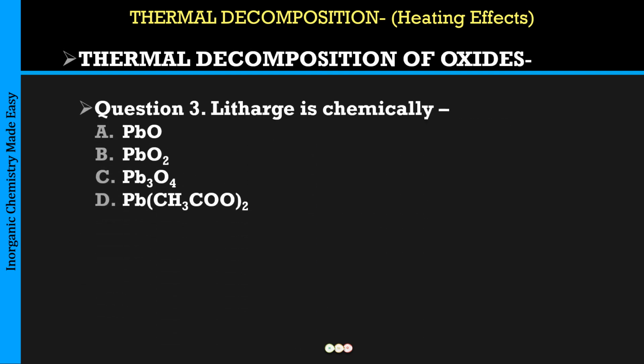The third question is: litharge is chemically PbO, PbO2, Pb3O4 or lead acetate, and the correct option is going to be A choice. It is going to be PbO. PbO2 we do not have a name to remember, and Pb3O4, I've already told you, is red lead, and the other form of PbO that we have is massicot, which is yellow in color. I hope all of this is very clear to you.